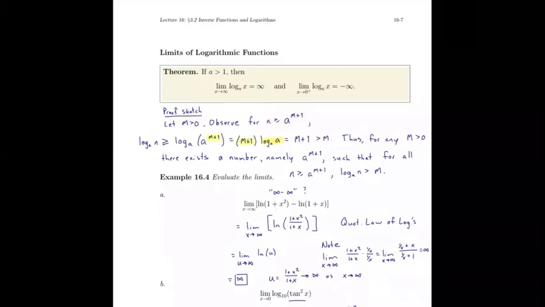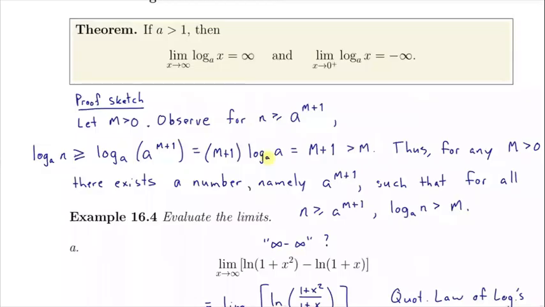Well, log base a of a, what is that equal to? Remember how to evaluate a logarithm. A to what power is equal to a? Well, a to the first power is equal to a. So log base a of a evaluates to 1. So this is n plus 1 times 1. There we go, n plus 1 times 1 is obviously larger than m.